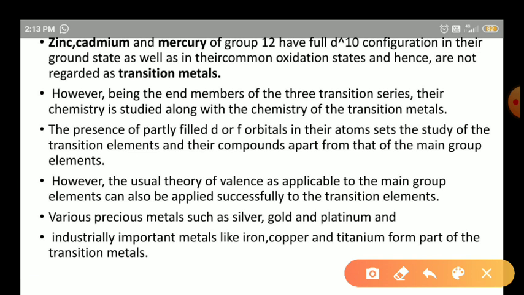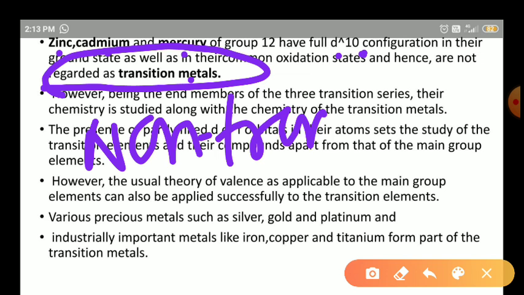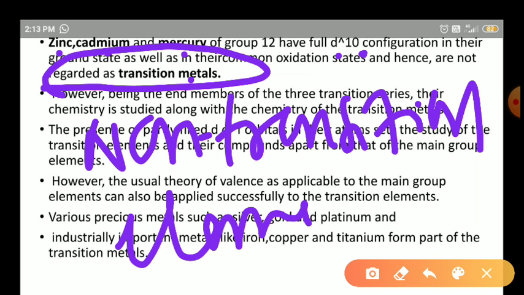So here in the d block element, the zinc, cadmium, mercury, the electrons are completely filled, that is, the d10 electrons are completely filled in the ground state. So that's why these elements we call non-transition elements.